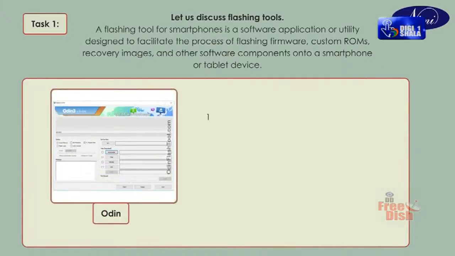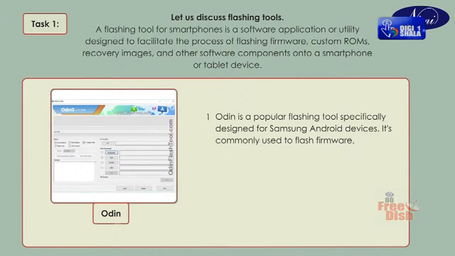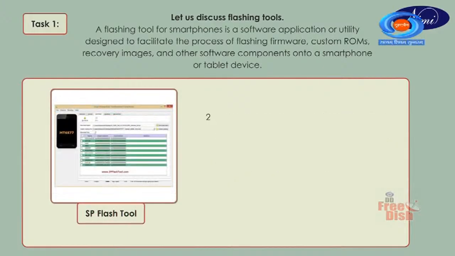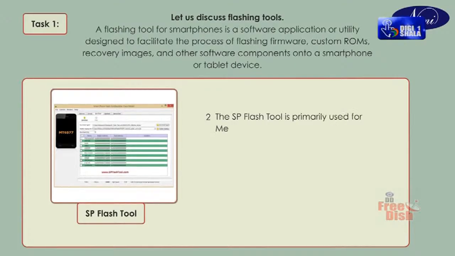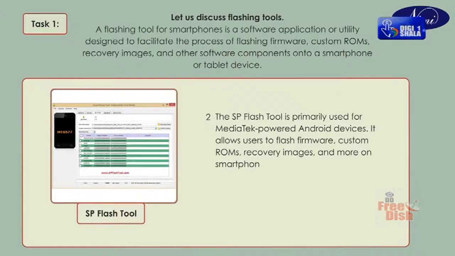Number 1. Odin. Odin is a popular flashing tool specifically designed for Samsung Android devices. It's commonly used to flash firmware, custom ROMs, kernels, and recovery images on Samsung smartphones and tablets. Number 2. SP Flash Tool. The SP Flash Tool is primarily used for MediaTek-powered Android devices. It allows users to flash firmware, custom ROMs, recovery images, and more on smartphones and tablets with MediaTek chipsets.